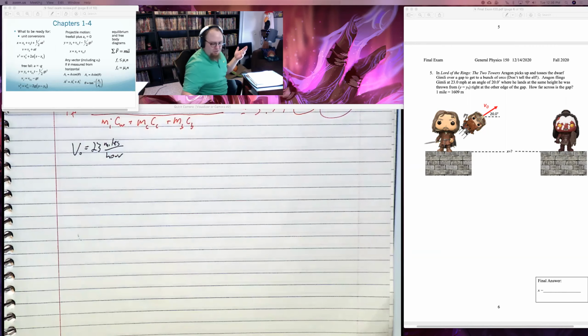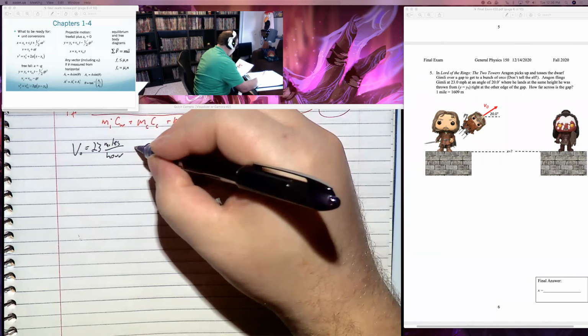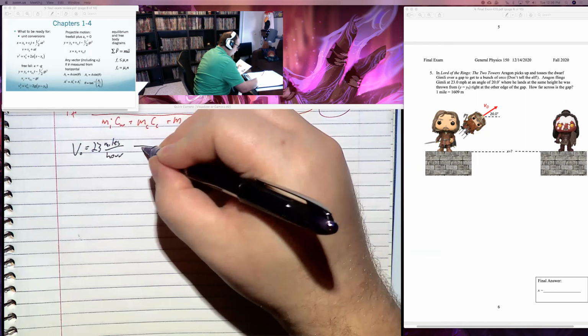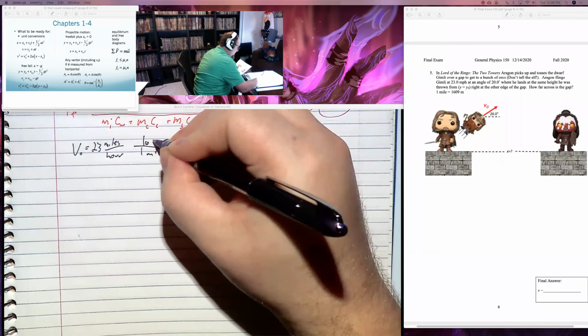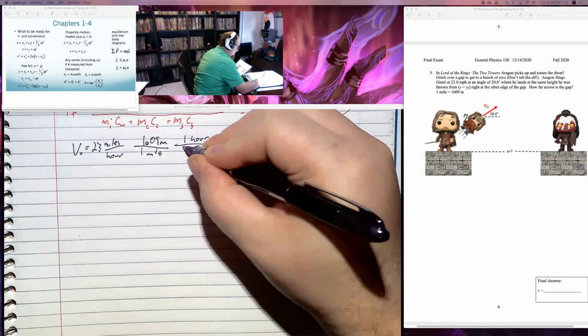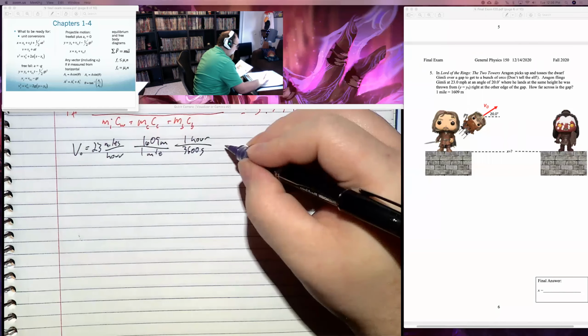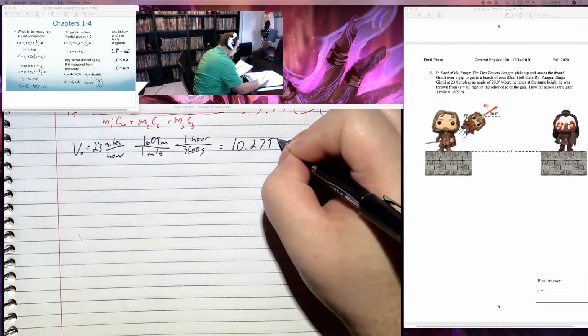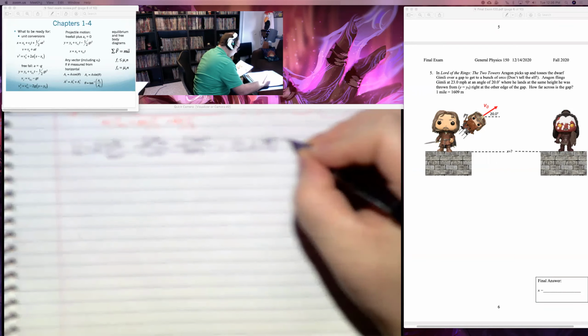That's a unit conversion. I need to know that 1 mile is 1,609 meters, and 1 hour is 3,600 seconds. So 23 miles per hour is actually 10.2797 meters per second.